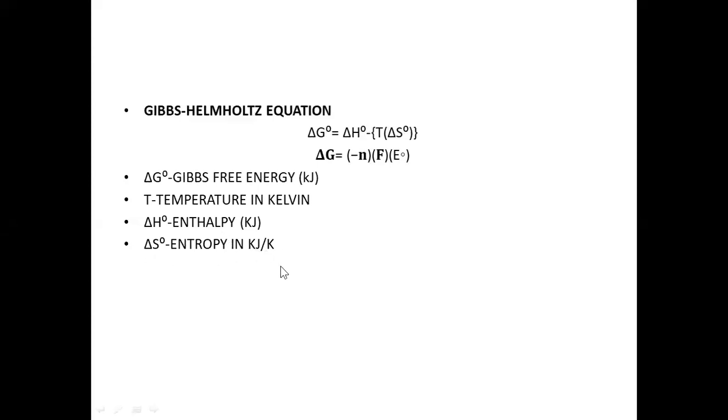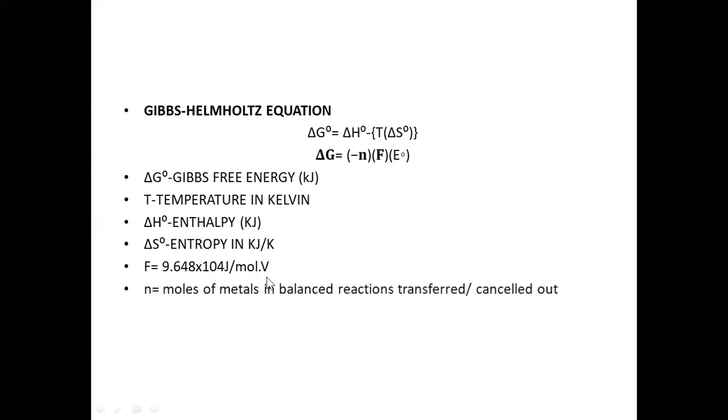When we say entropy, it is the degree of disorderliness. Again, the degree of disorderliness. And we have F, Faraday's constant at 9.648 times 10, this must be raised to 4 joule per mole volts. And we have n as the moles of electrons in the balanced reaction transferred or canceled out.